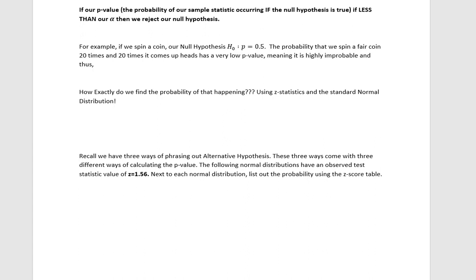For example, if we spun a coin, our null hypothesis would be that H0 is p equals 0.5. The probability that we spin a fair coin 20 times and 20 times it comes up heads has a very low p-value, meaning it's highly improbable, and thus we reject H0, which means that we have evidence the coin is unfair.